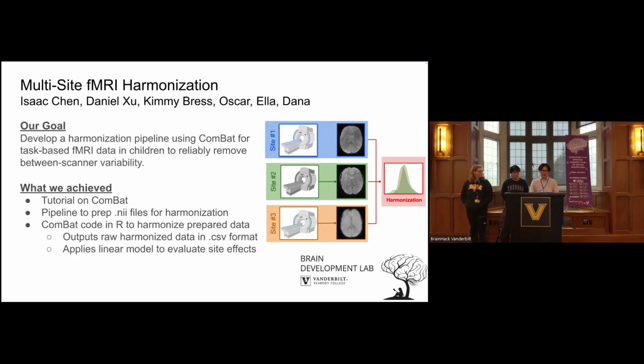To give everyone a quick refresher of our goal for the project, we are trying to leverage 3 data sets that our lab has collected over the years, and we want to harmonize and combine the data in a meaningful way. The goal was to use software called ComBat to remove between-scanner variability for the different data sets.